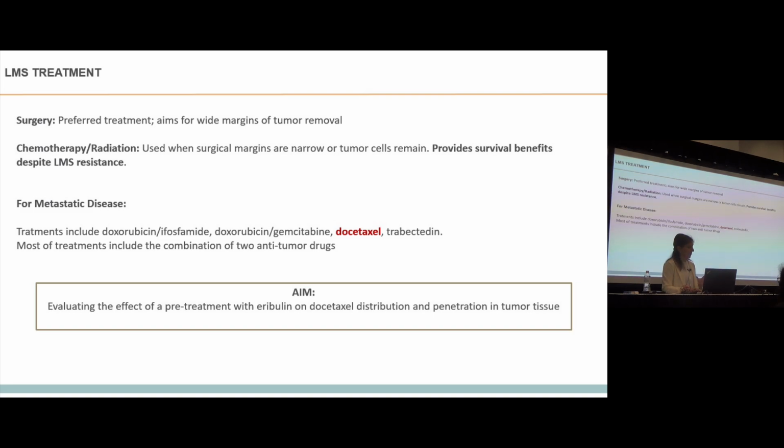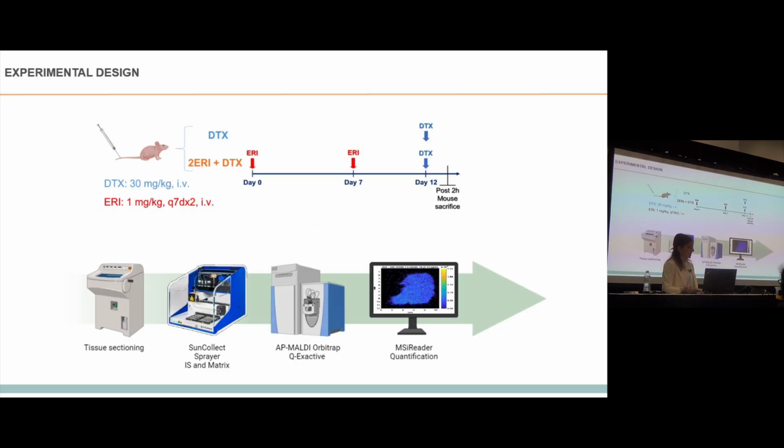Our focus is docetaxel treatment, and in particular we want to evaluate if pre-treatment with eribulin, another anti-tumor drug, can improve the distribution and penetration in tumor tissue of docetaxel. So this was our experimental design. At day 0 we treated animals with eribulin, and we did the same at day 7, and after 5 days we treated animals with docetaxel.